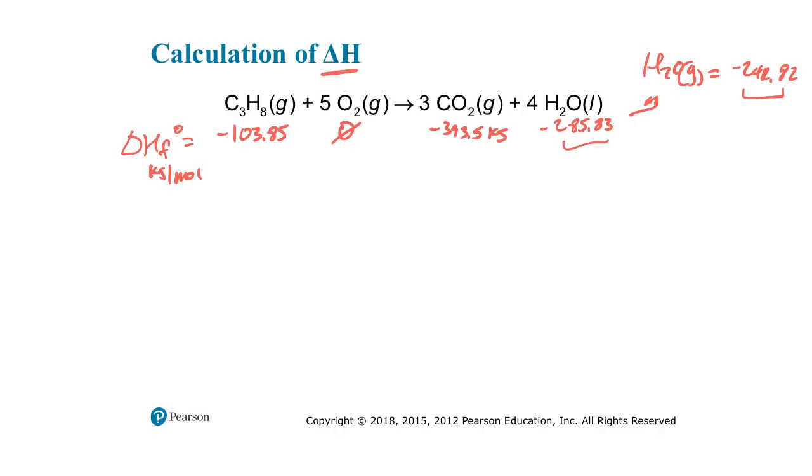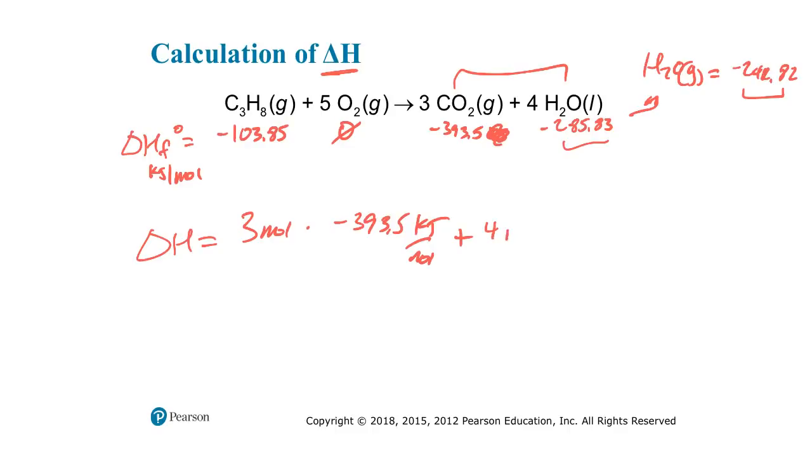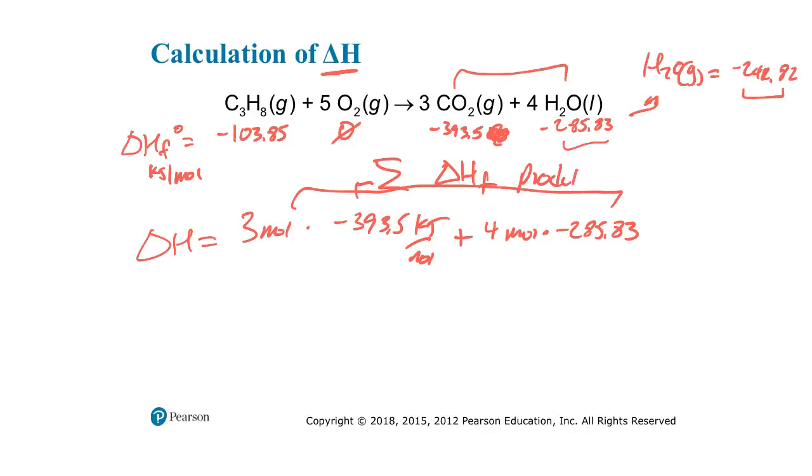Well, if we want to find the delta H of the reaction, it's very easy. We just account for the stoichiometry. We just do 3 moles times the minus 393.5 for CO2. So sum up all those for the products first: 3 moles times minus 393.5 kJ per mole, plus 4 moles times minus 285.83. So we're summing up all of the delta HF values of the products. That's why this is a plus sign here.